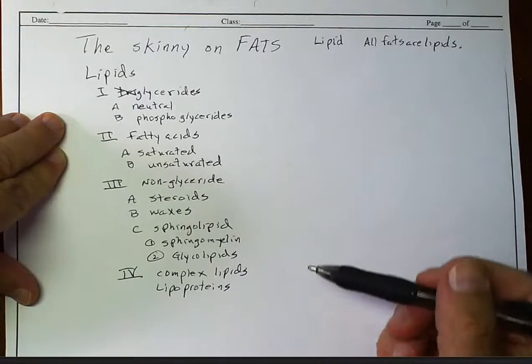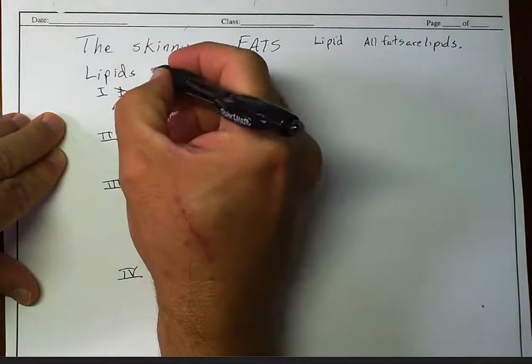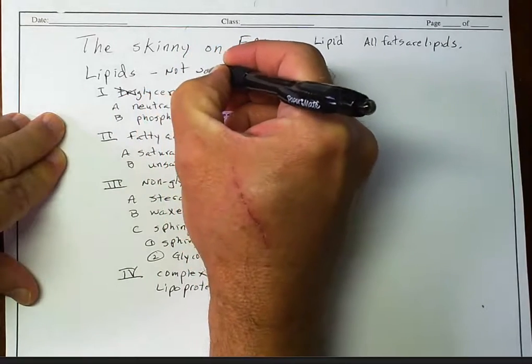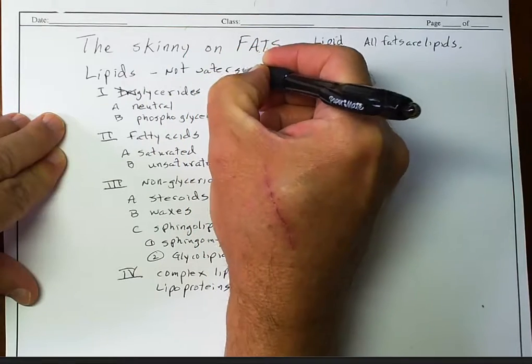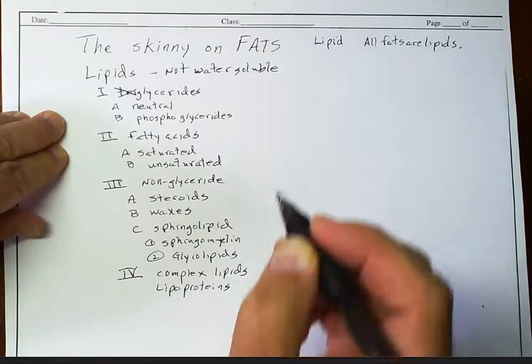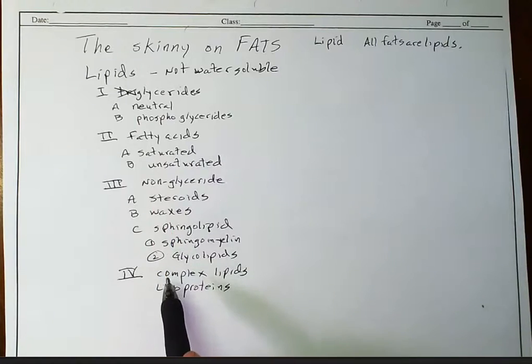But this just kind of gives us the big picture here of what lipids are. Now, the key thing to lipids is that they are not water soluble. These things do not dissolve in water. If you think about putting some oil into water, they're going to separate into layers. They are not going to mix. That's what makes all of these things fall under the category of lipid, the fact that they are not water soluble.